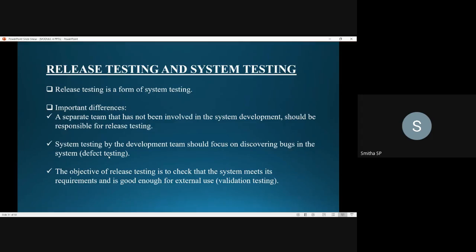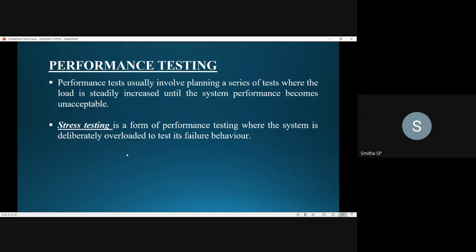So far, we discussed the difference between release testing and system testing, and performance testing.